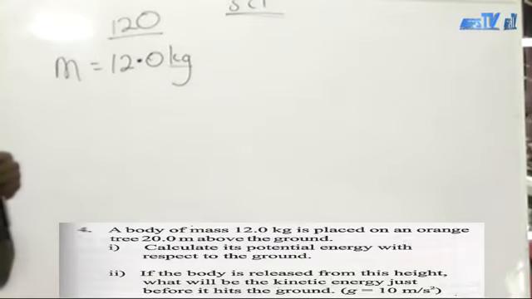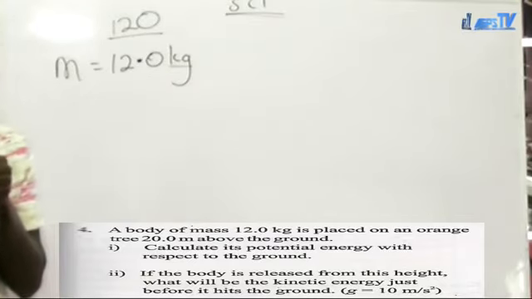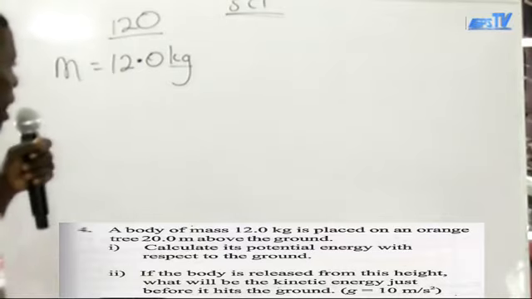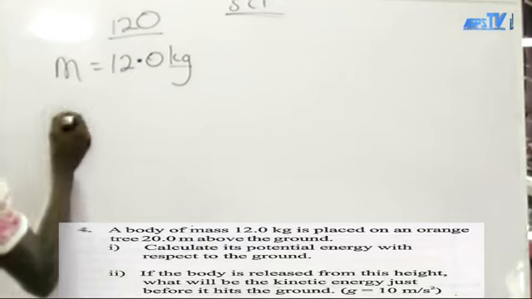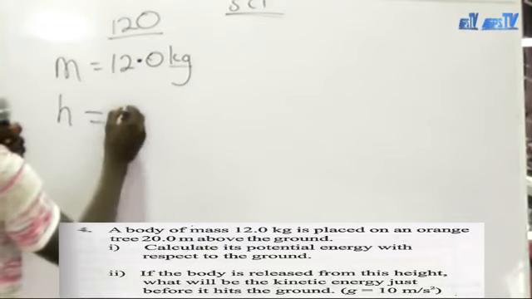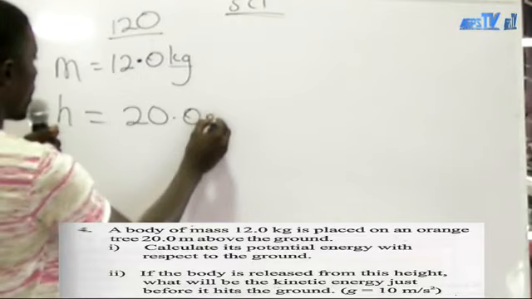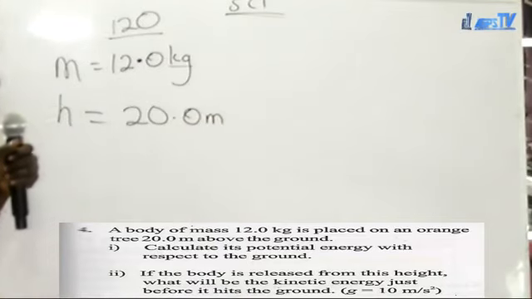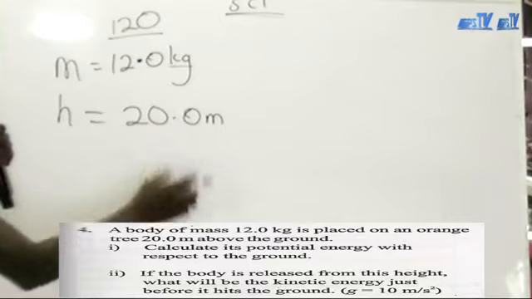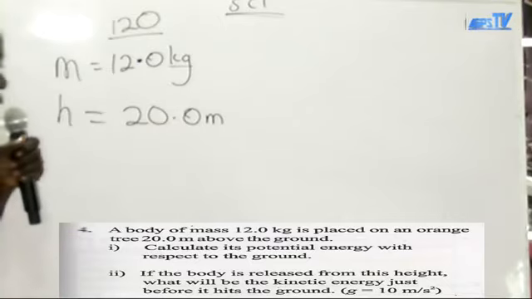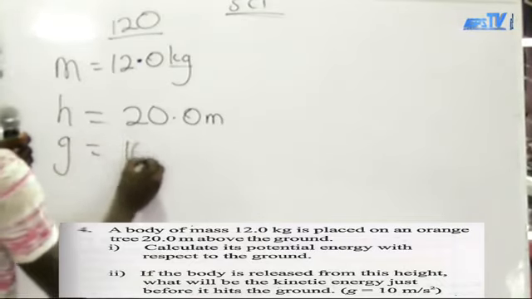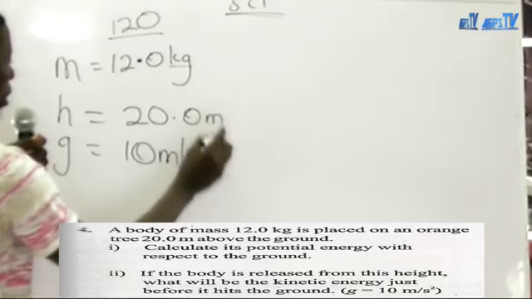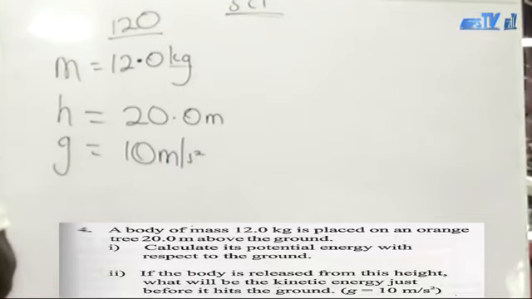The next one is placed on an orange tree, 20 meters above the ground, which is the height. The height is measured in what? Meters. So the moment you see meters there, it is the height. So our height is 20.0 meters, the same as 20. It's not 200. We are told to find the potential energy. And gravity is 10. Gravity is always constant, 10 meters per second squared.